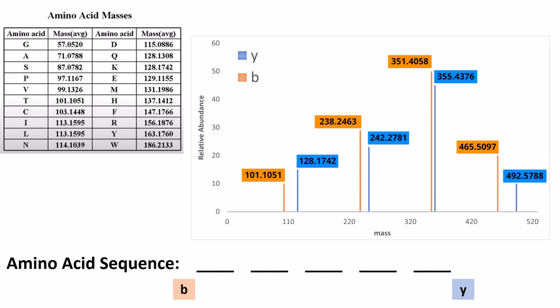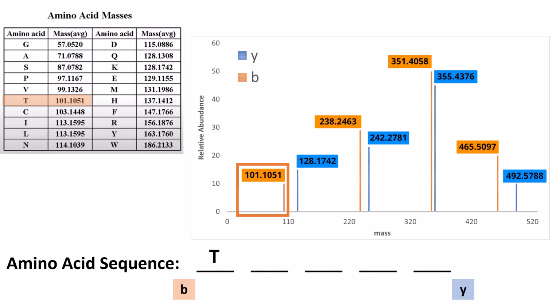The first peak here is a B ion, which means we are looking at the beginning of the peptide chain. The mass value for this peak is 101.1051. This number is proportional to the mass of the amino acid or acids represented by this peak. Therefore, we can look for this number in the chart of amino acid masses. The amino acid with this mass is threonine, or T. Therefore, the first amino acid in our sequence is T.